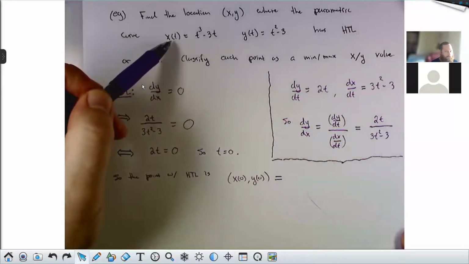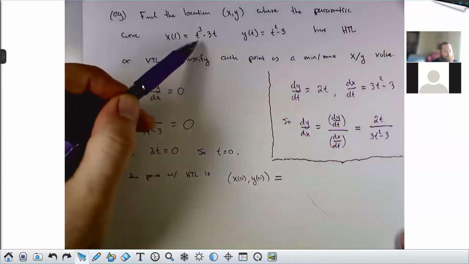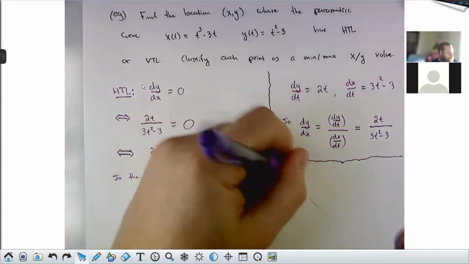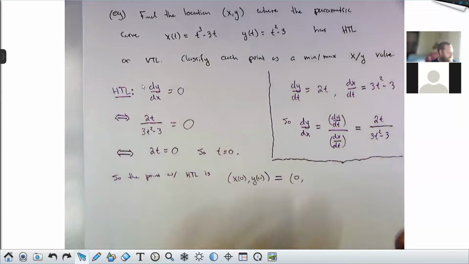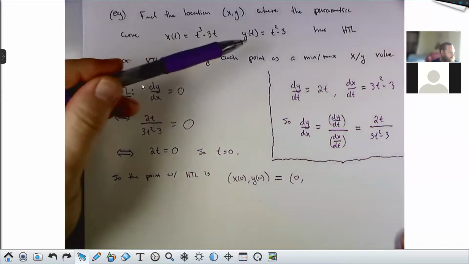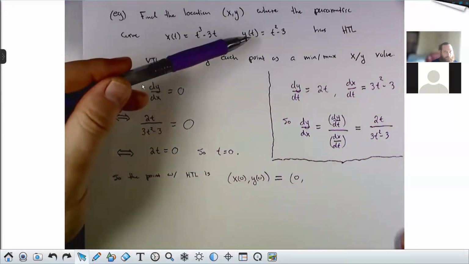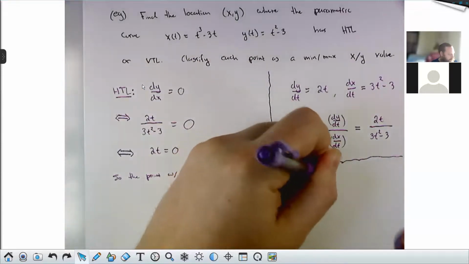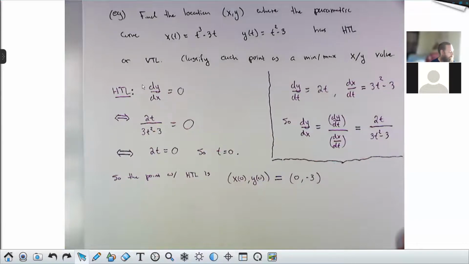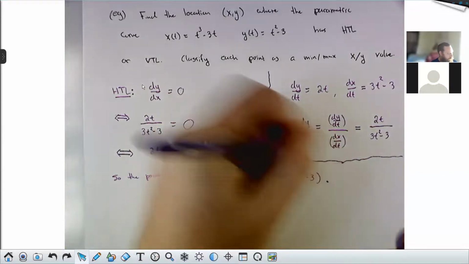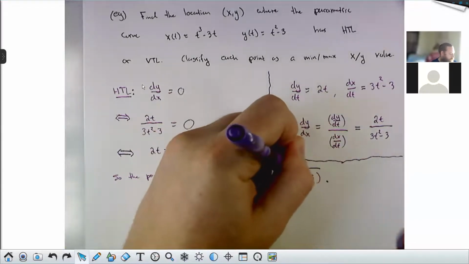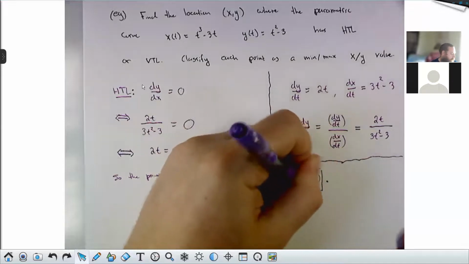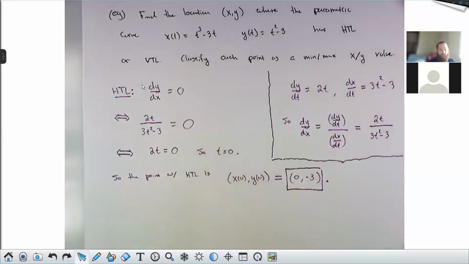x of 0, if you plug 0 in here, you get 0 cubed minus 3 times 0, that is 0. y of 0, if you plug 0 in for t here, you get 0 squared minus 3, that's 0 comma negative 3 for our point. So here's your answer for the first part. Horizontal tangent line happens once at the ordered pair, 0 comma negative 3.